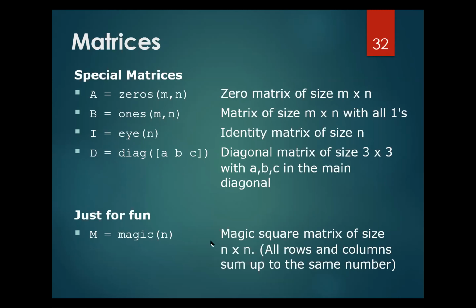Magic will give you a square matrix that is n by n, depending on the n that you type here, where when you sum all rows and columns, you get the same number. So when you sum all rows, what you get will be equal to when you sum all columns. So that is called a magic matrix.